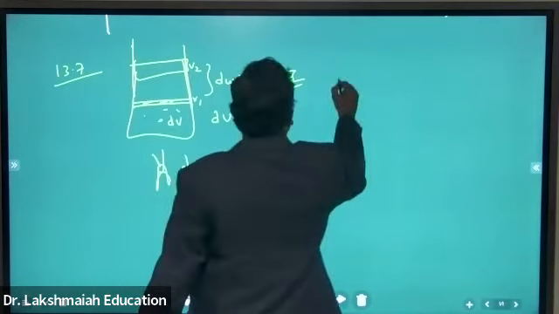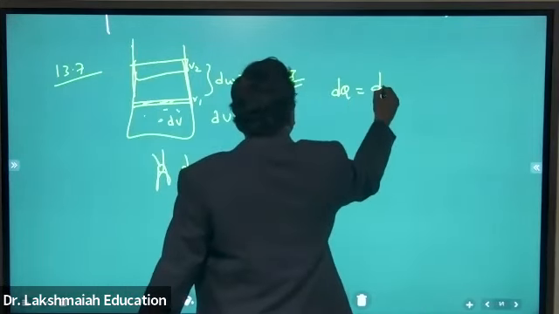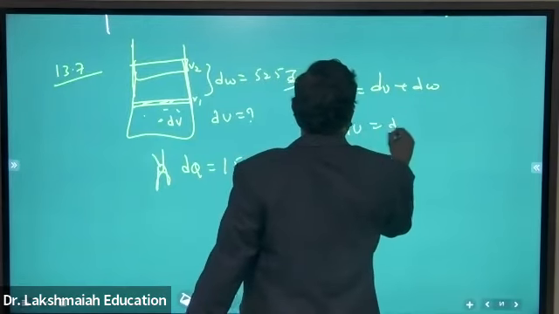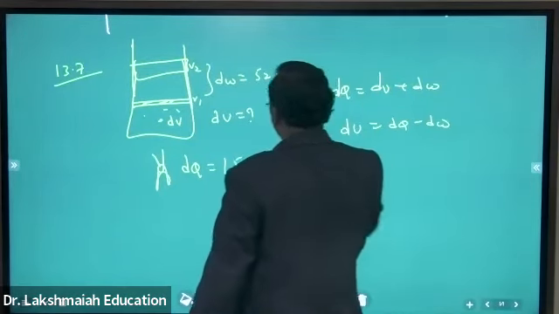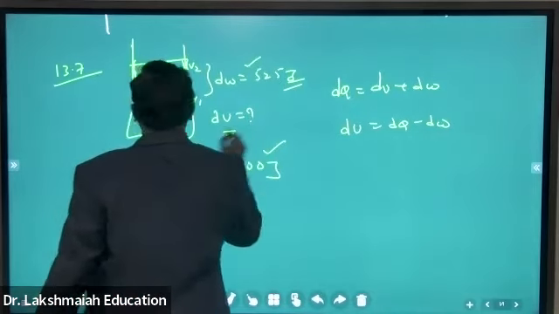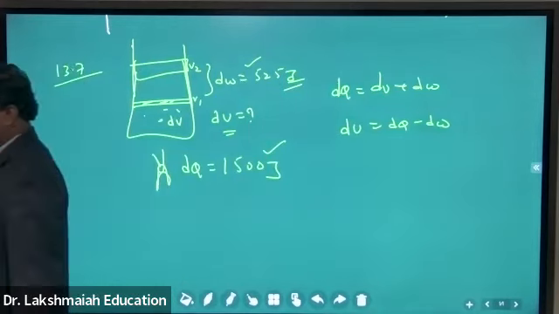Now they are asking this internal energy. You know dQ is equal to dU plus dW. Now dU is equal to dQ minus dW. dQ is 1500 joules. dW is 525 joules. Then you can find dU. Do it.